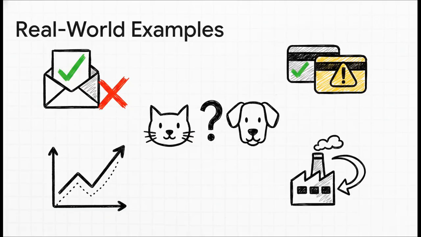Once you get this concept, you start seeing it absolutely everywhere. It's the tech that asks, is this credit card transaction fraudulent? Or, is this a picture of a cat or a dog? It's even used to predict the future, asking things like, what's the price of this stock going to be? Or, how much product demand should we expect next quarter?